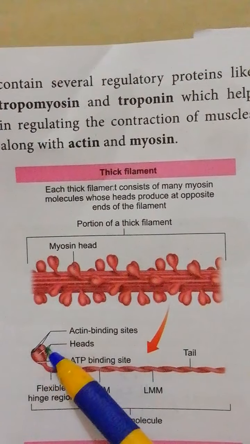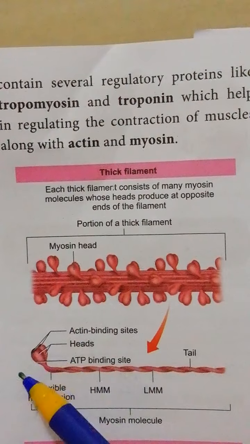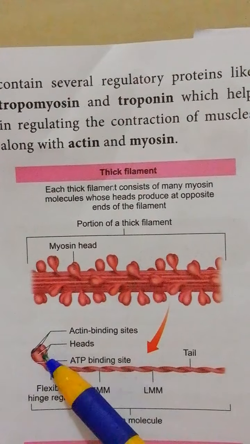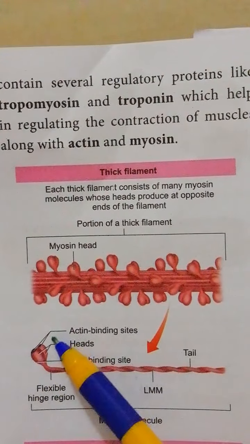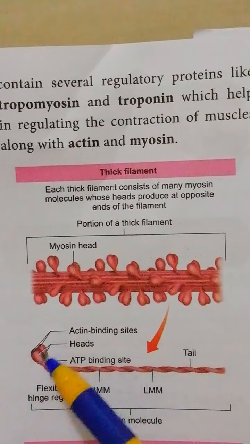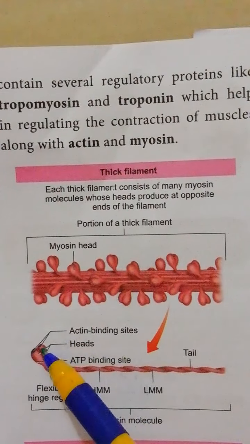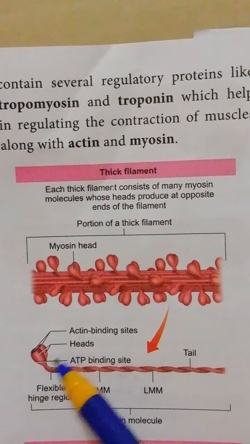So it possesses this head, and the head consists of actin binding site. Actin, actually, where is this actin? That we can say later, right? So this is an actin. This is one of the proteins, actually. It is present in the thin filament, right? So that only binds here. So this is the place where actin used to bind. Okay, and it consists of the ATP binding site.